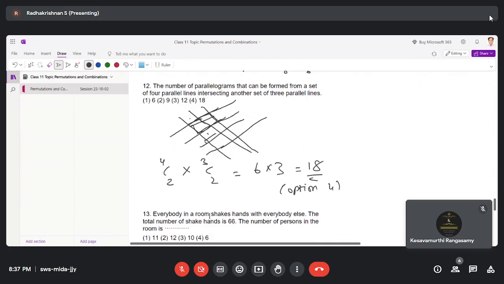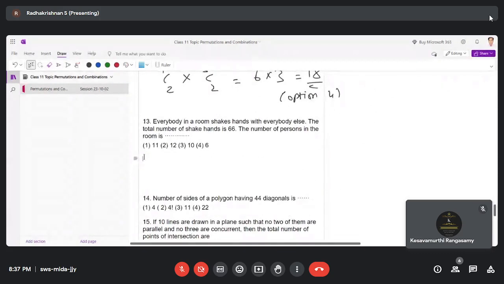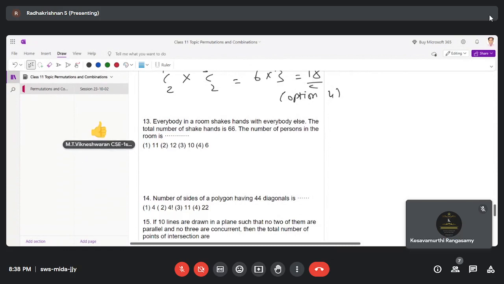Okay. Let's do one more problem. Everybody in a room shakes hands with everybody else. The total number of handshakes is 66. How many people are there in the room? I'd say 12, sir. Let's see what others have to say. 11, sir. Manohar is getting 11. Let's see how you did this. Manohar, can you tell me how did you get this 11?